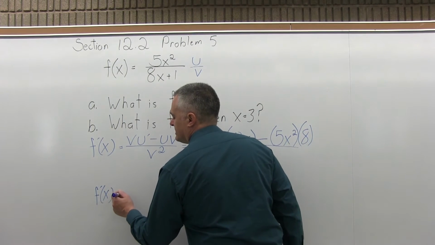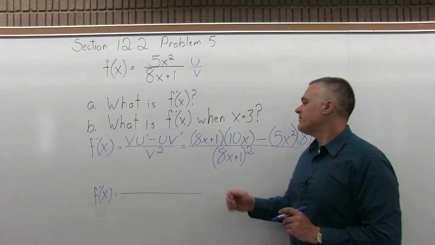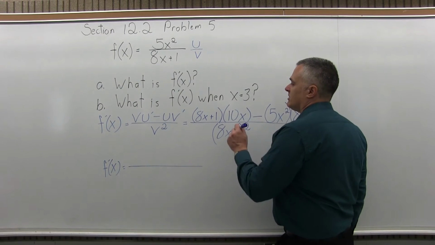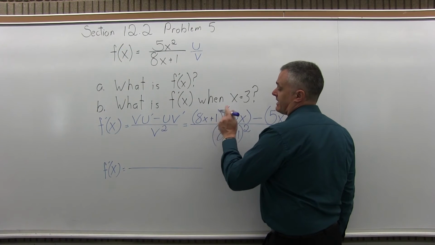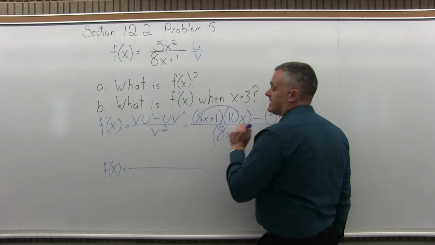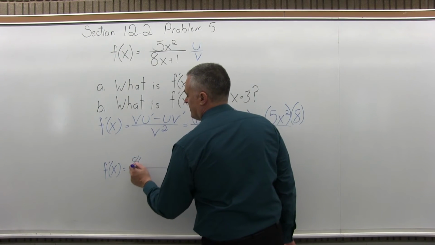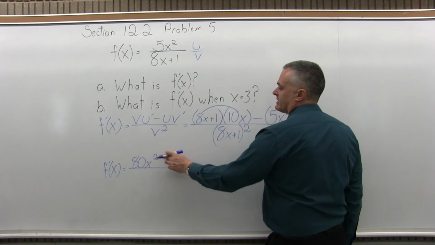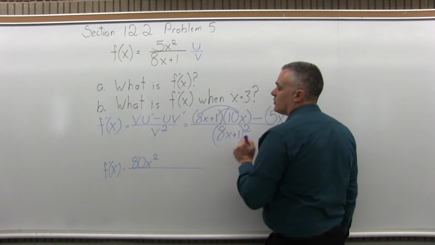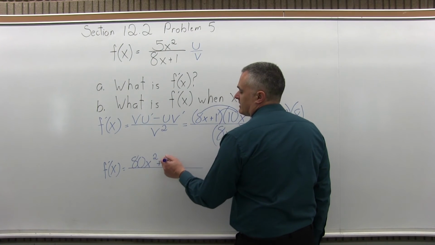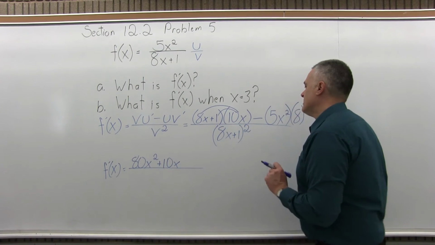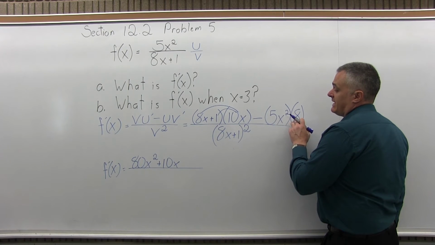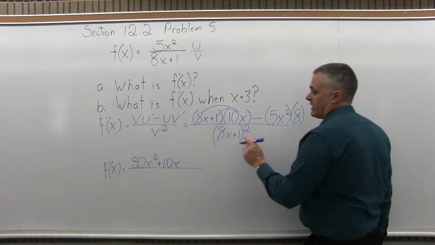F prime of x equals, so in part of our answer we have 8x plus 1 in parentheses times 10x in parentheses. So I can multiply the 10x times the 8x and times the 1. So 10x times 8x will be 80x squared, right? 10 times 8 is 80, x times x, x squared. And then 10x times 1 is 10x. Pay attention to the sign, it's positive 10x. And then on the end I have 5x squared times 8, and it's going to be negative, so I'm going to have a negative 40x squared.